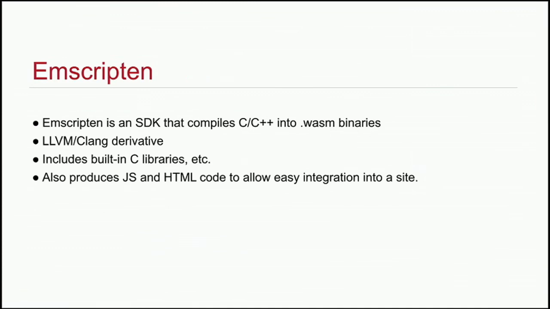Emscripten is, I guess, a toolchain or an SDK, and its point is to create WASM binaries for you out of other things. And we're going to talk about C and C++. It's built on LLVM and Clang. It includes all your expected built-in C libraries. And it also makes it really easy to integrate your WASM that you've just produced into a web page by automatically generating JavaScript and HTML for you that will handle the glue code that helps the two pieces communicate.